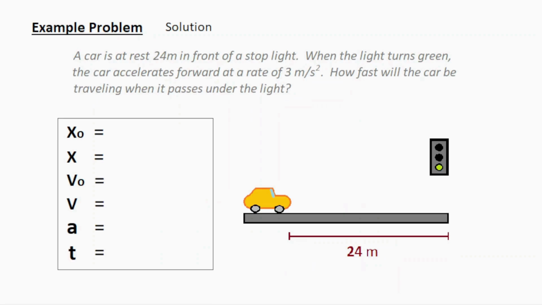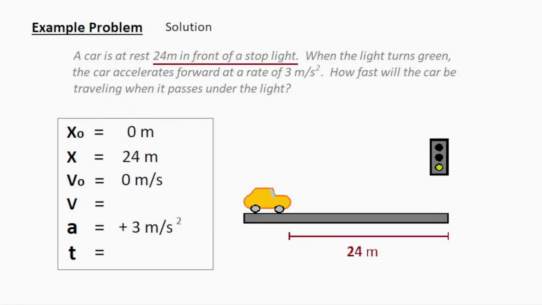And as mentioned, we should begin with the vertical list of variables. So let's pick out what we know. The first thing I see is that the car accelerates forward at a rate of 3 meters per second squared. I'll assume that the car moving to the right is moving in the positive direction, so I'll use positive 3 meters per second squared next to the acceleration variable. Next, I see that the car begins at rest. This is at the start of the problem. The car is not moving at this time, so its initial velocity is 0 meters per second.